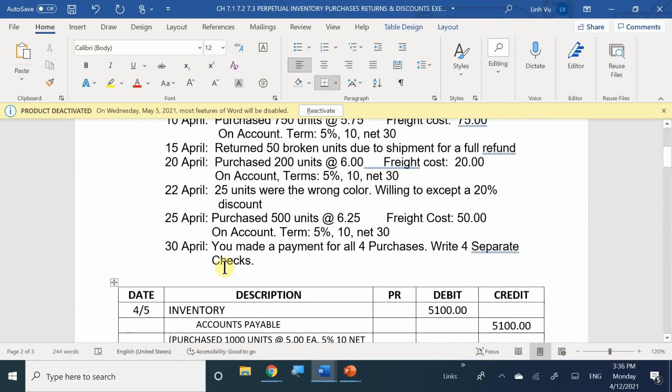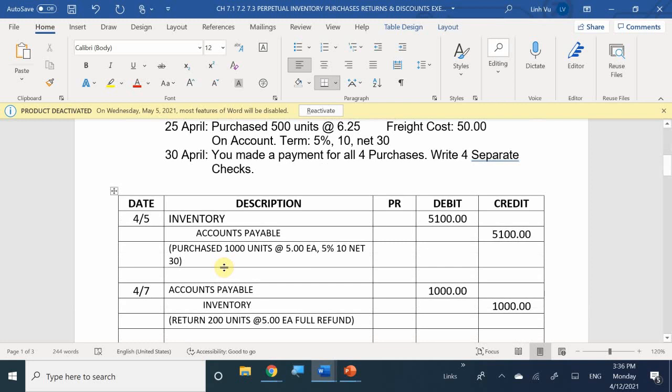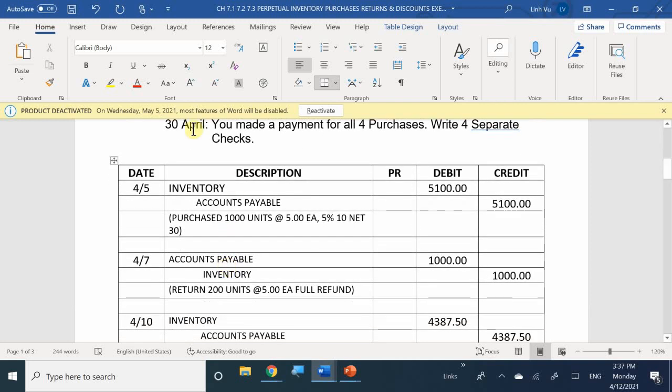All right, let's go ahead and last but not least, what happened on April 30th? We need a payment for all 4 purchases, right? 4 separate checks. Okay, so this one we can break down easily. So let's recognize the first purchase, right? First purchase that we made was on April 5th. Did we make any changes to this purchase? Yes, you returned 200 units.